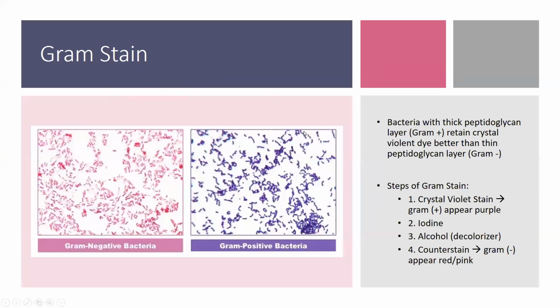So, gram stain, because I mentioned it, I do want to talk about it right now. This is what gram-positive bacteria look like. It's very purple, gram-positive purple, P and P. Gram-negative bacteria appear red or pink, depending on what this color looks like for you. But bacteria that have thick peptidoglycan layers, which is your gram-positive bacteria, are going to retain the crystal violet dye, which is the first dye that you use, better than bacteria that have a thin peptidoglycan layer, which is gram-negative bacteria.